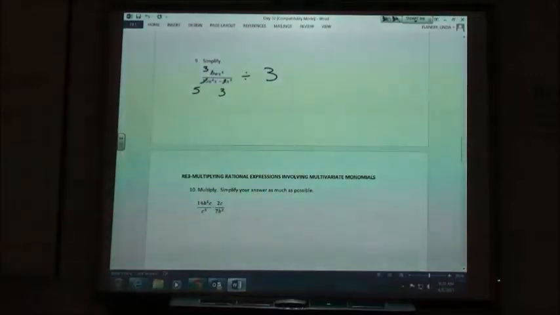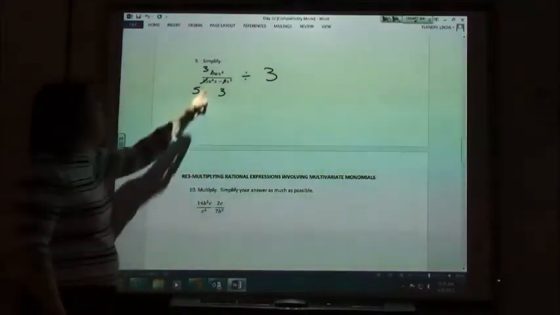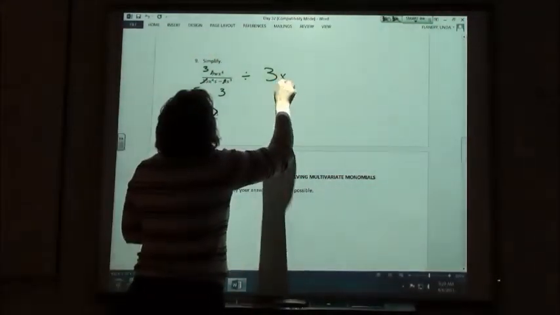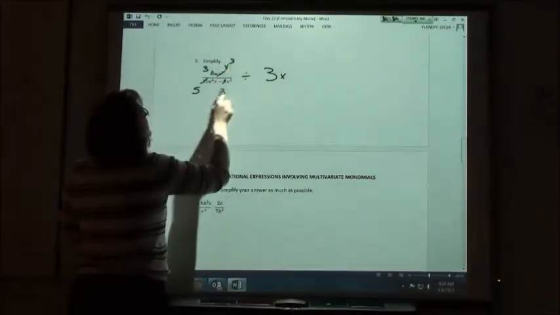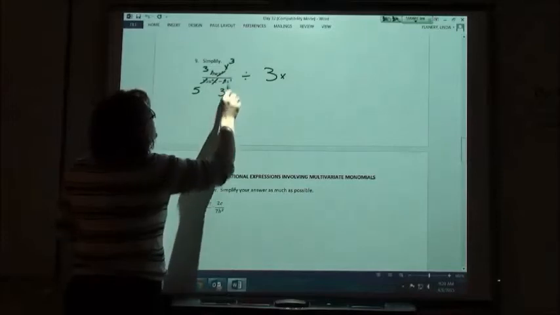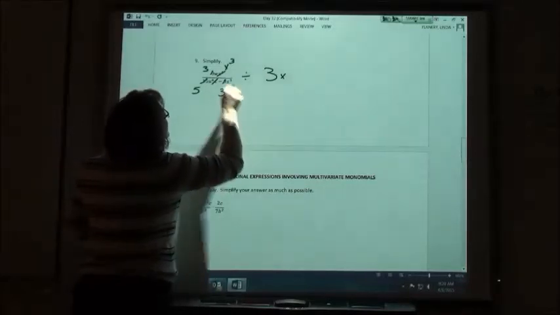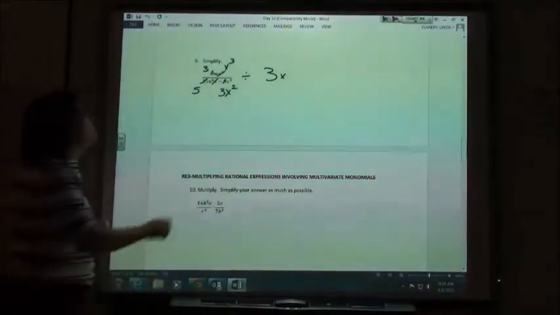Then if I look at my variables, what can I take out for variables? X. Just an x. There's an x in all 3 terms, and x to the 1st is my lowest exponent. So if I take x out of here, I get x to the 3rd. The x out of there, it cancels out. And the x out of there, I get x to the 2nd, subtracting 1 off of each of those.